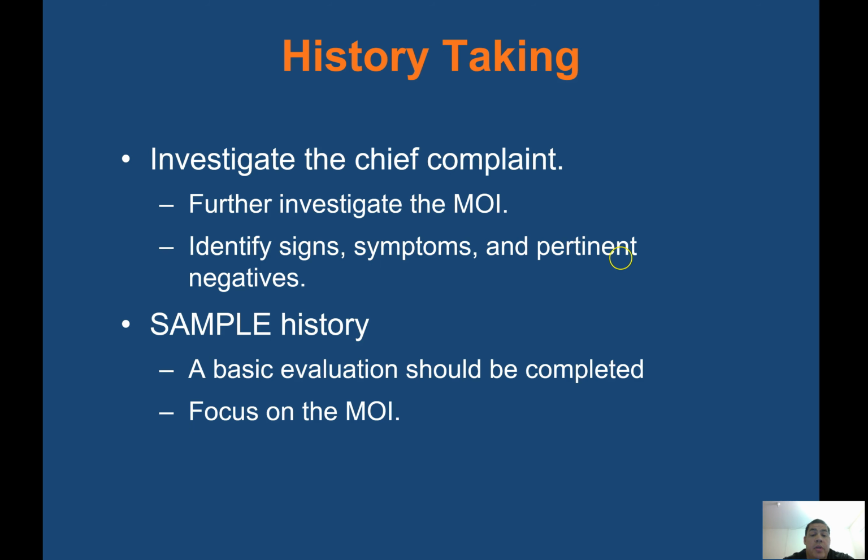Okay, history taking. Investigate the chief complaint. Figure out what happened. Further investigate the MOI. Identify signs, symptoms, and pertinent negatives. So anything that you would suspect would happen to the patient, or injuries that would happen to the patient, that the patient is denying, that'd be a pertinent negative. SAMPLE history. A basic evaluation should be completed. Focus on the MOI, or the mechanism of injury.